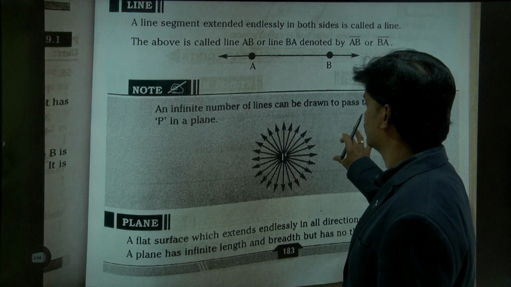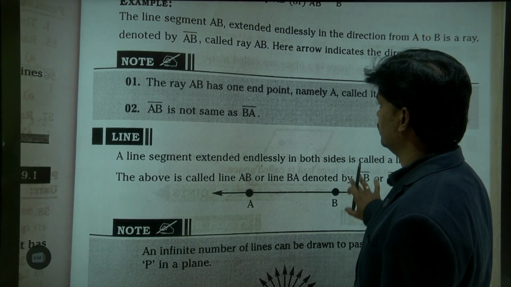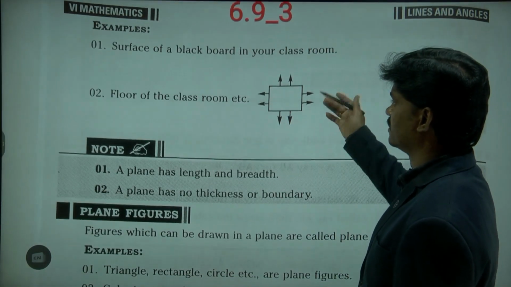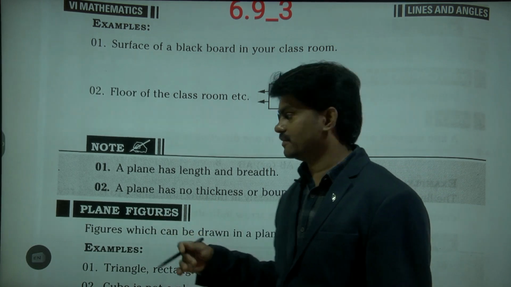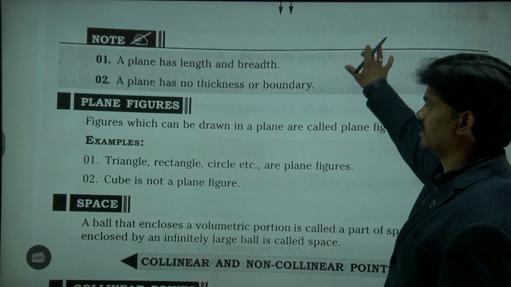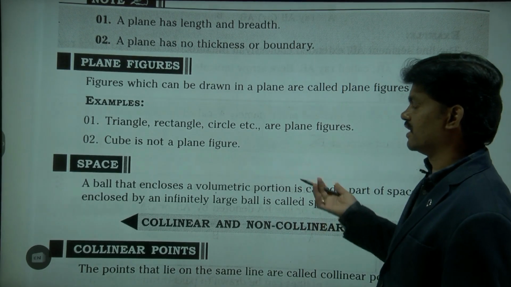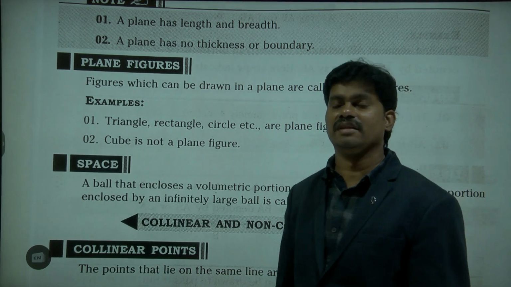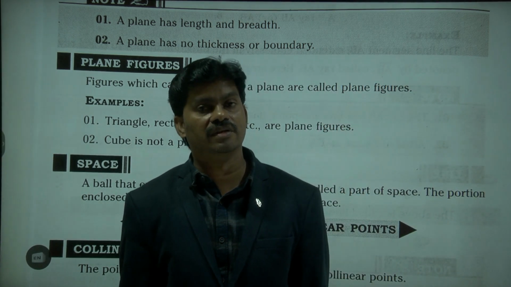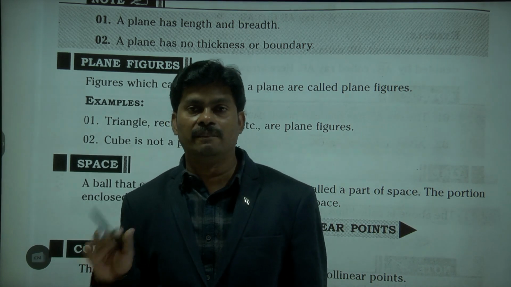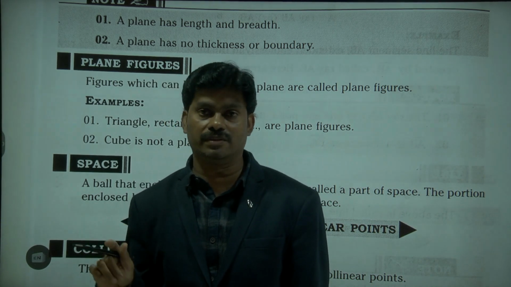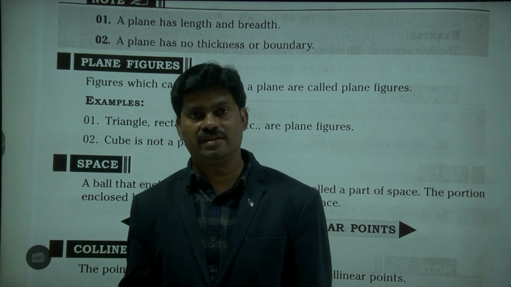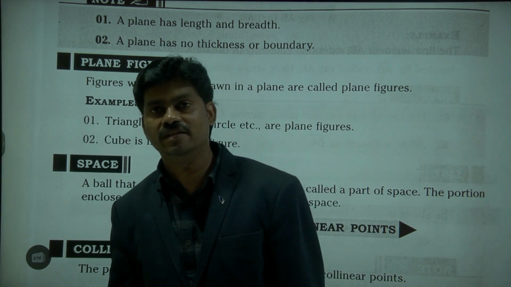Okay, next page. Plane examples: surface, blackboard, notebook, anything you can take. A plane has length and breadth. Plane figures: triangle, rectangle, circles are called plane figures. A cube is not a plane figure; that is a three-dimensional figure. It has height also, whereas a plane figure has only length and breadth. A book is not a plane figure; a book is a solid figure. We'll discuss it further, but if it has only length and breadth, it is a plane figure.